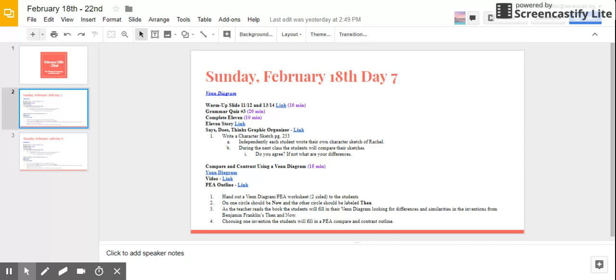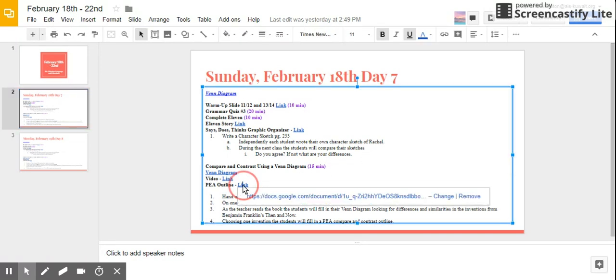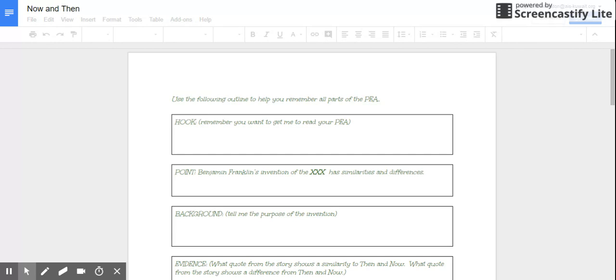And on the Venn diagram, you're going to put how was it used back then, how is it used now, or how has it changed, and what do they still have in common in the middle. Then you're going to flip over your Venn diagram and you are going to fill out the PEA outline. So I'm going to go to that right now. Sorry, it's the internet.